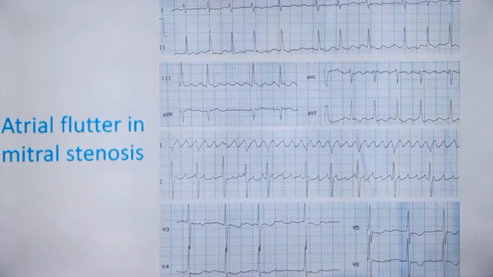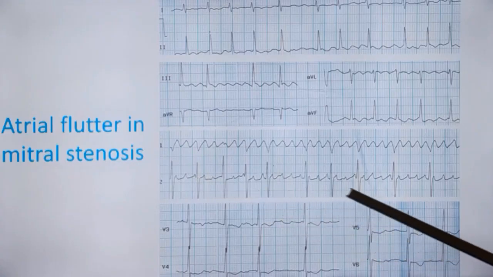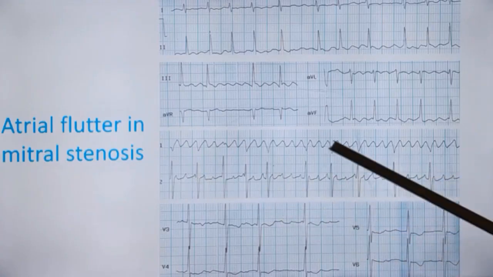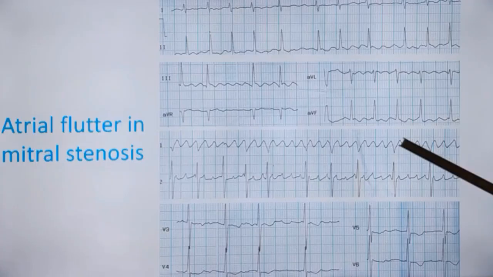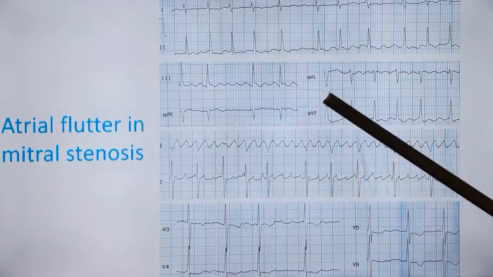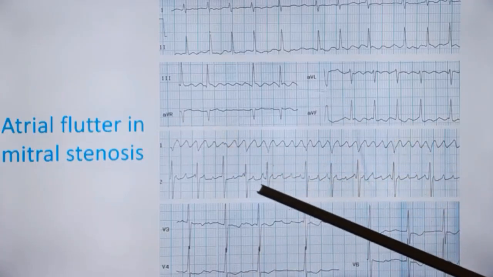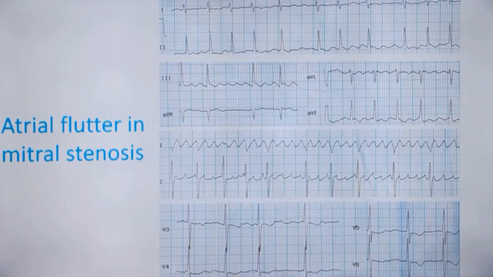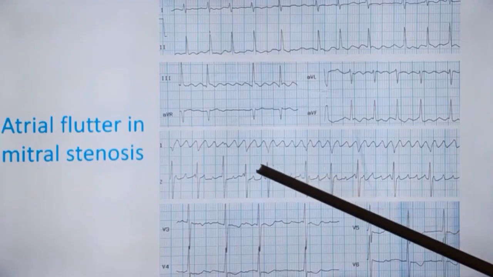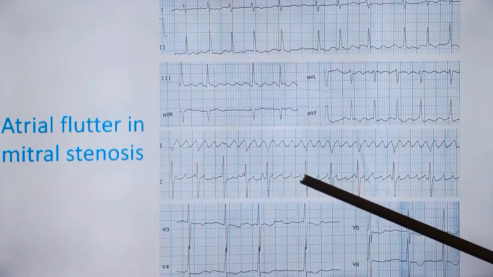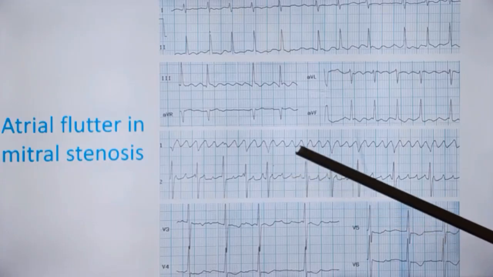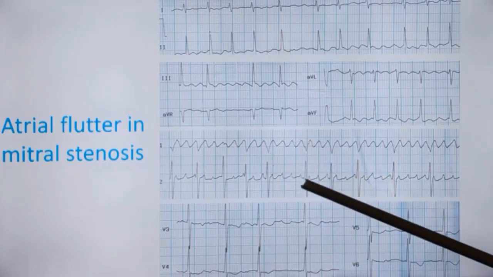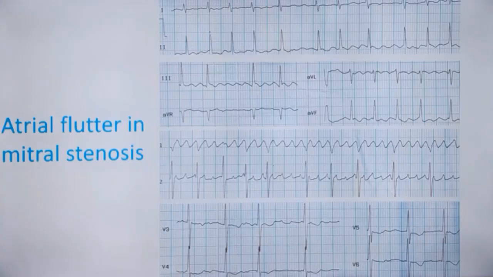And I would like to highlight certain things. That is, you look at lead V2. In V1, it is the usual typical sawtooth shaped waves. But in V2, it is not like that. V2, at one look, will appear like an atrial tachycardia. You are not seeing something like a flutter wave. So you may think that this is an atrial tachycardia rather than atrial flutter.